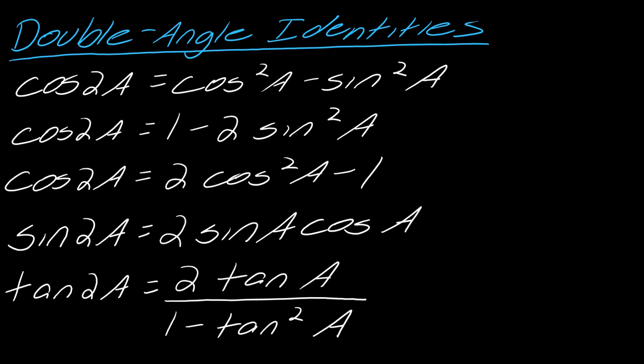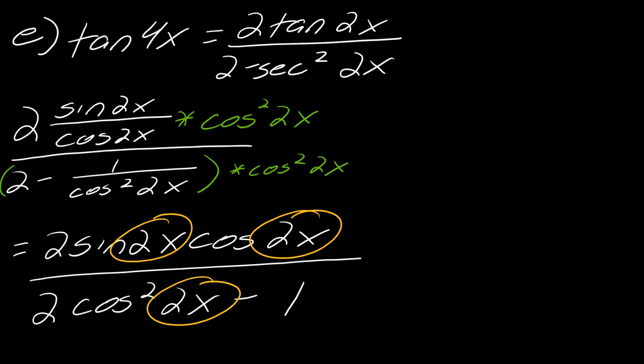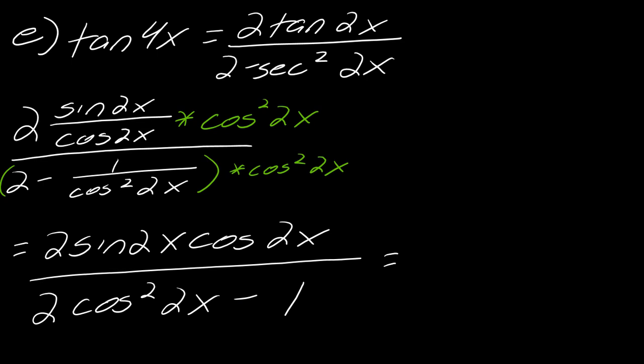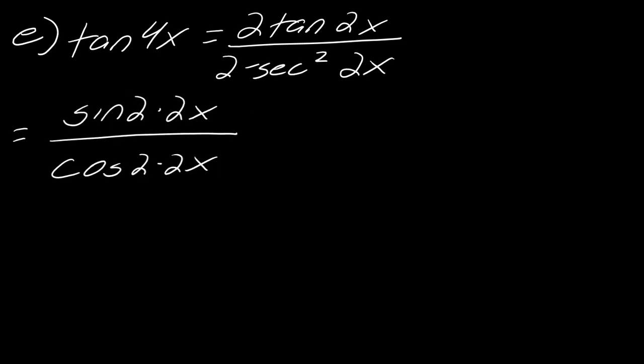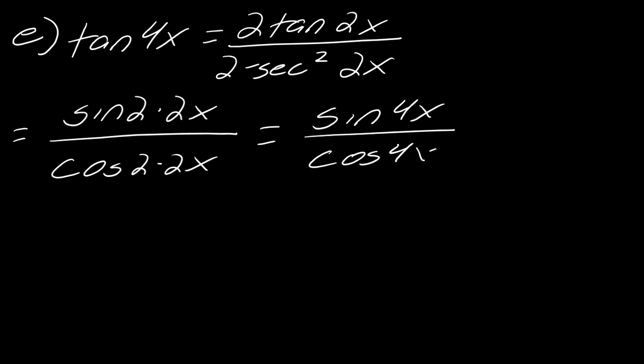So the top will become sine of 2 times 2x, and the bottom will become cosine of 2 times 2x. So let me just write that out while I've said it so I don't forget. So that was sine 2 times 2x over cosine 2 times 2x. Okay, so let me clear a little space. So then these equal sine of 4x over cosine of 4x, and then that is tangent of 4x, which we were trying to prove.